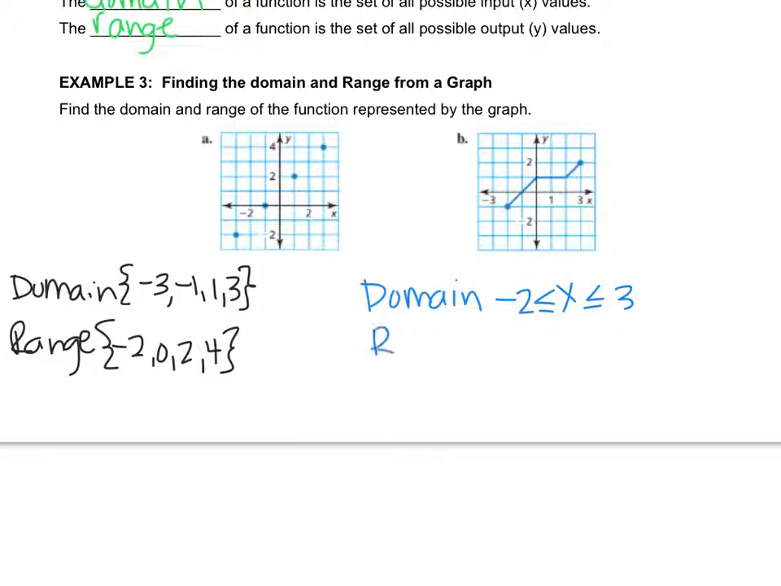Now we do the range. The lowest range value is -1 right here, and the highest range value is here at 2. So my range has y values between -1 and 2. And that's how you would write it for one of these continuous looking graphs. And this is how you would write it if you're doing just a bunch of random dots.